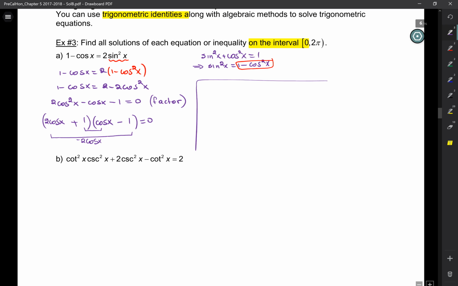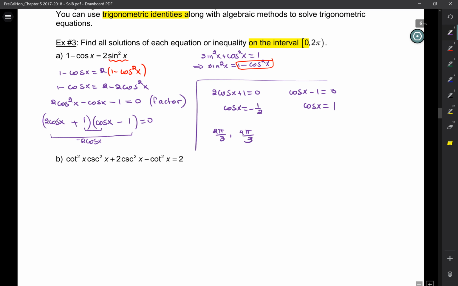So 2 cosine x plus 1 equal to 0. Cosine x minus 1 equal to 0. Cosine x is equal to negative a half. Cosine x is equal to 1. So where is cosine x equal to negative a half? In the second quadrant, 2 pi over 3. And the next one over 4 pi over 3.